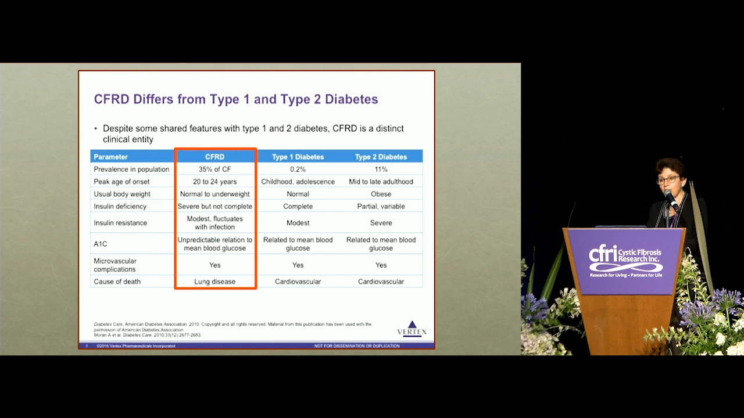In terms of complications, microvascular conditions are common in type 1 and type 2. As life expectancy goes up with CF, we are seeing more and more of those in CFRD. And usually the cause of death in other types of diabetes is heart disease, but in CF it's more the lung conditions.